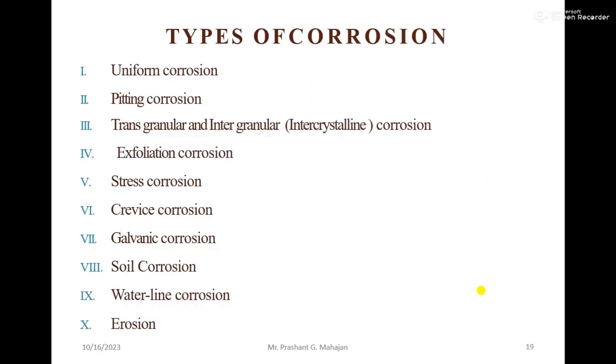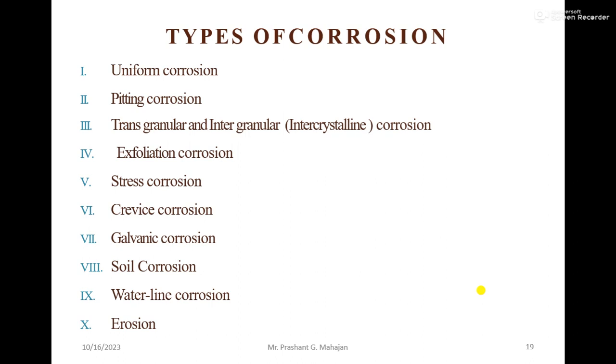So see again, uniform means all over the metal surface. Pitting means there are pits. Transgranular means it is through the granules. Intergranular means between the granules. Then next is exfoliation, which means peeling layers. Stress corrosion means stressed and unstressed parts, that is a part of galvanic corrosion. Then crevice means there are cracks present between the two metals. Galvanic corrosion means there are two different metals.